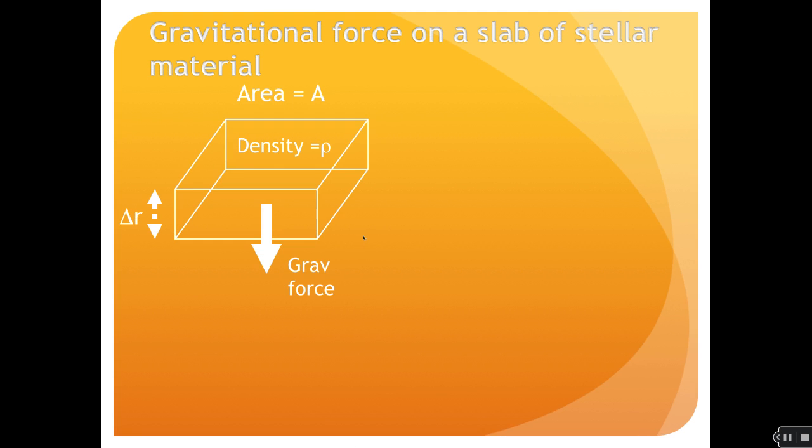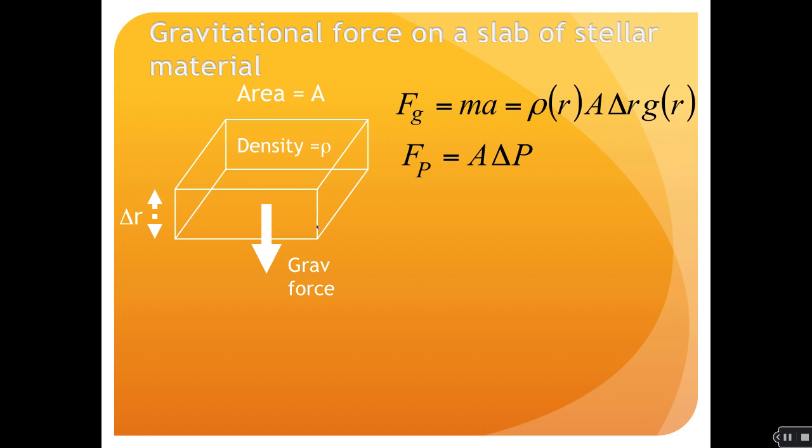Let's think about this a little more mathematically. Here we have a slab of material that's part of the star. It has a thickness delta R and an area across its base or top of A, and it has a density rho. There's a gravitational force acting on it due to its mass pulling it downwards. The force due to gravity is just F equals ma, and the mass is given by the density, the area, and the thickness. So the area times the thickness gives us the volume, and then times the density gives us the mass. The acceleration is g, the acceleration due to gravity.